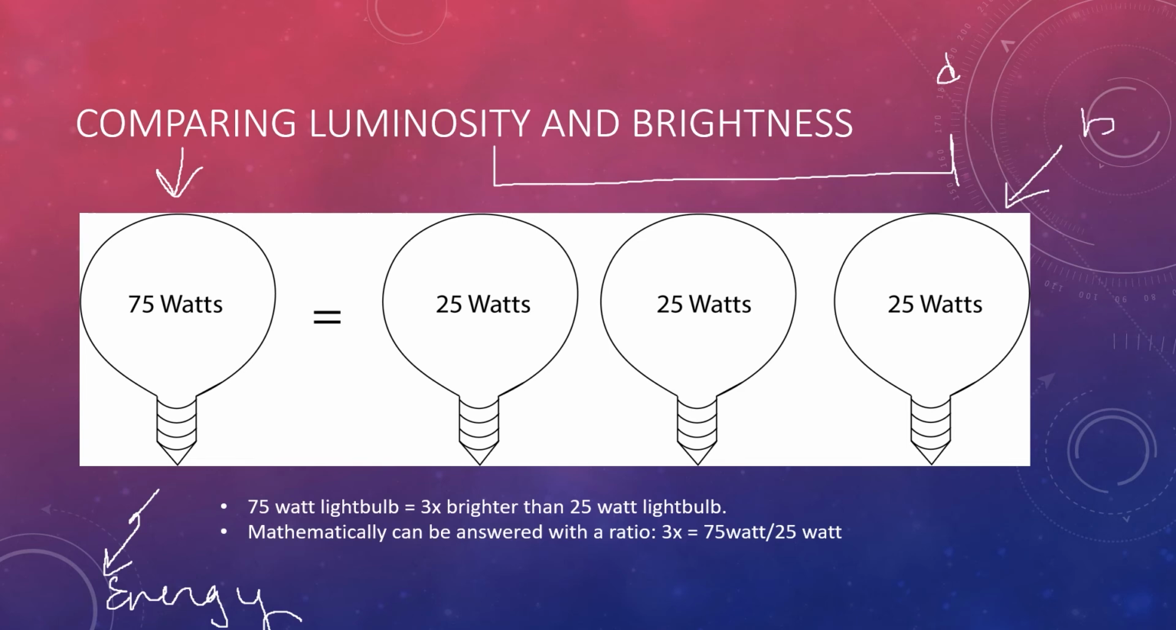So if you are up close to a 75 watt light bulb, you will receive that 75 watts as energy output and energy received. The farther you go away, the less energy you will receive and the dimmer that 75 watt light bulb will look. Once you reach a certain distance, your light bulb will look like it is 25 watts.